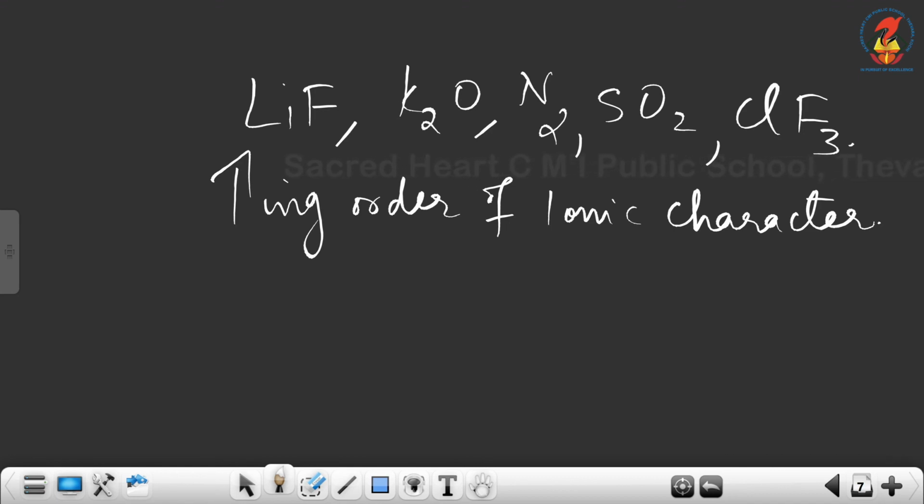So, you know that ionic character increases if there is a large electronegativity difference between the atoms. Now, if you look at this, which has the large electronegativity difference? It is lithium fluoride. Lithium is in first group, fluorine 17th group. Very large difference in electronegativity. So, you have to arrange in increasing order, small to big. So, which will have the smallest? N2 is a covalent compound. So, N2 will come first, less than SO2.